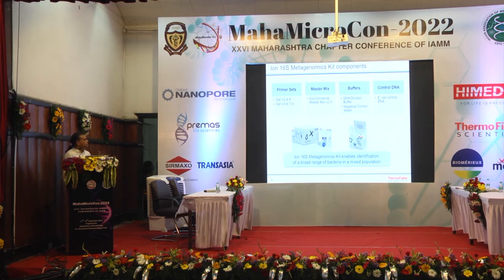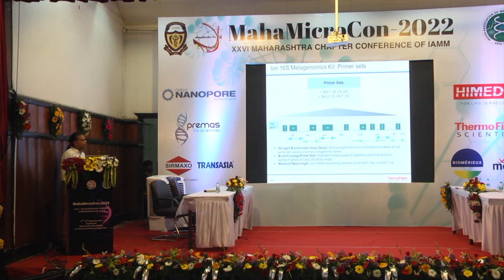So this is the kit infrastructure, how it looks. It comes in two sets: one has V2 to V4 and V8, and the other has V3 to V6, 7 and 9. There is also a master mix, an environmental master mix, which takes care of all PCR-based bias. We have buffers included in the kit. As I told, it's a complete package. We also have a control DNA, which we use as a positive reference.